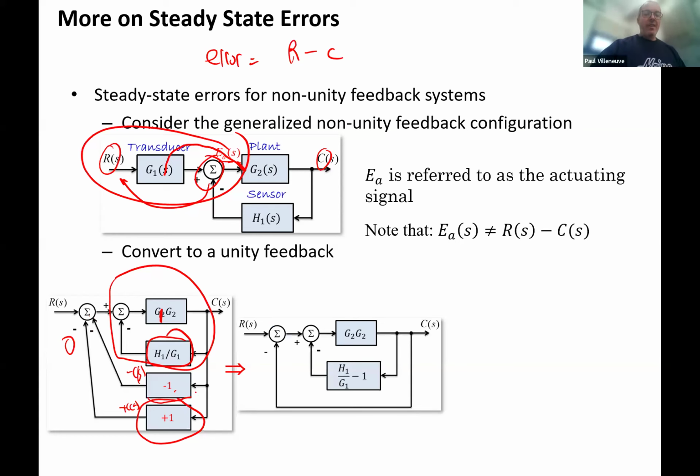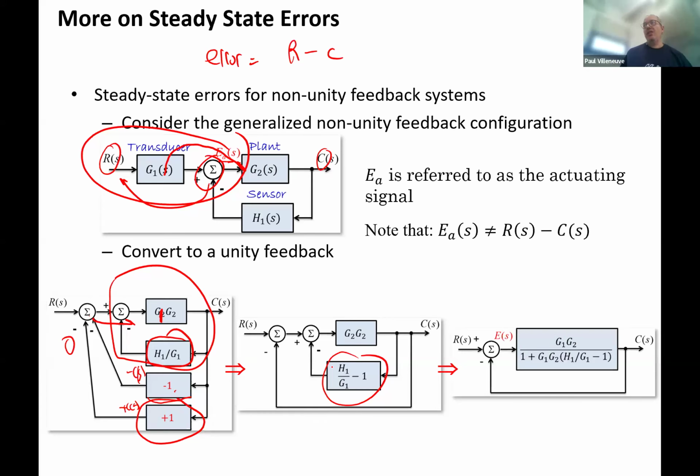And so I can move the -1. It's no big deal, right? Because I can move this to this summing junction. And I can combine that into here, H1, G1 minus 1. Now I can combine these two blocks into one using G over 1 plus GH. And now I have a unity feedback system. Okay. This is my plant, and this is H, which is equal to 1.